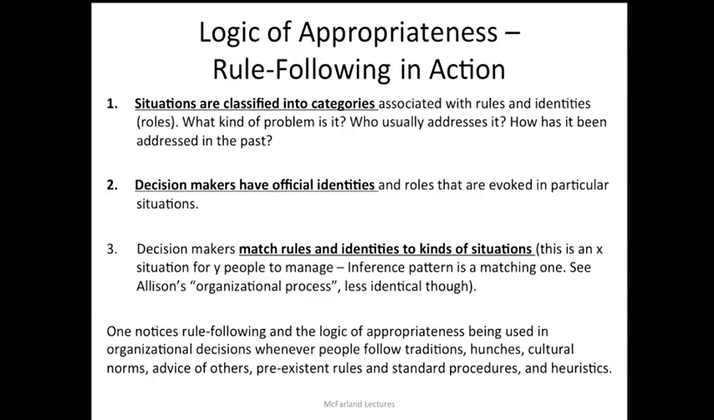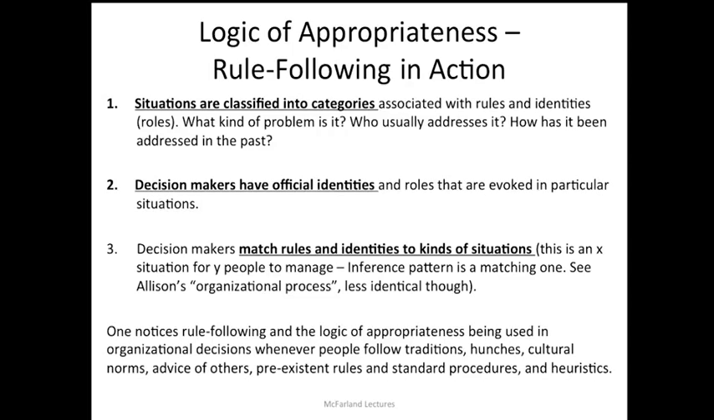And this is akin to the inference pattern of matching that Graham Allison talks about. It's like the organizational process model that you will see in those readings, but it's not identical, of course. So one notices rule following and the logic of appropriateness being used in organizational decisions whenever people follow traditions, hunches, cultural norms, advice of others, pre-existing rules and standard operating procedures or heuristics.